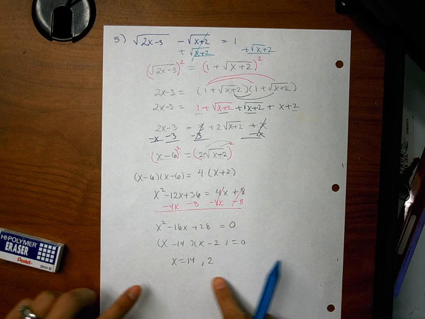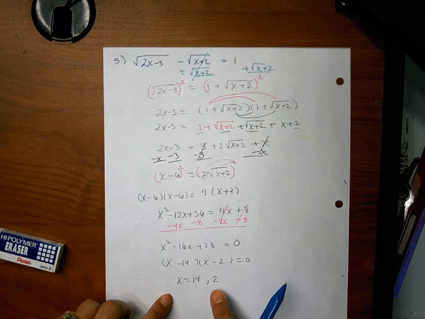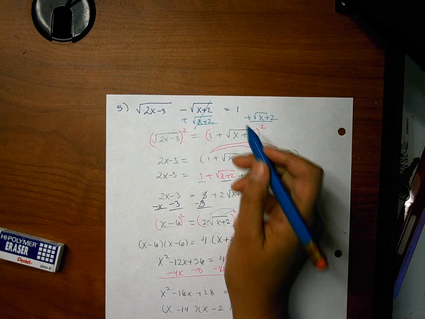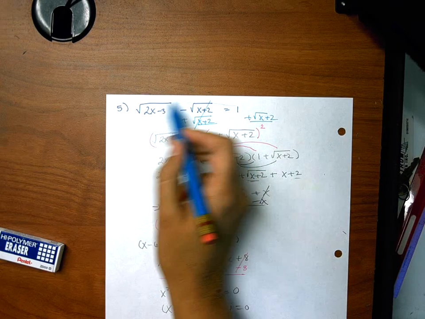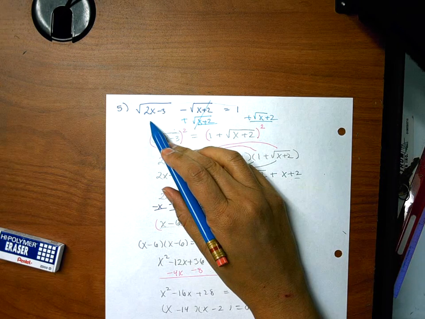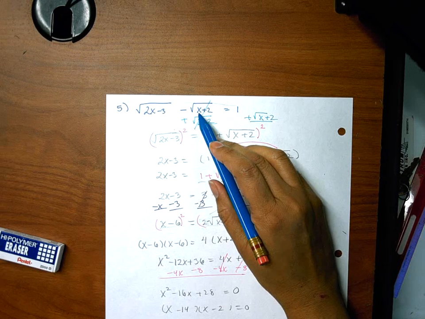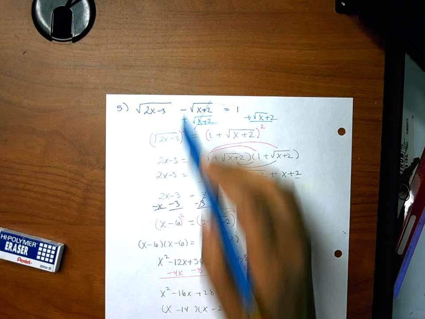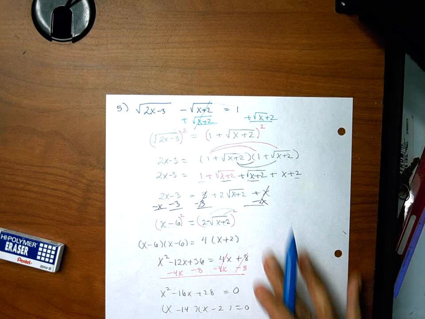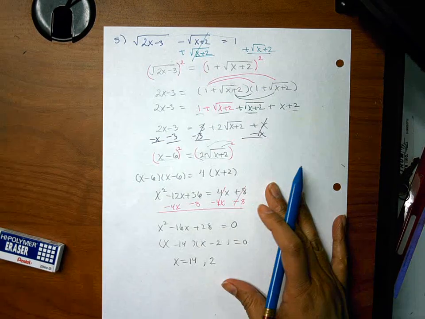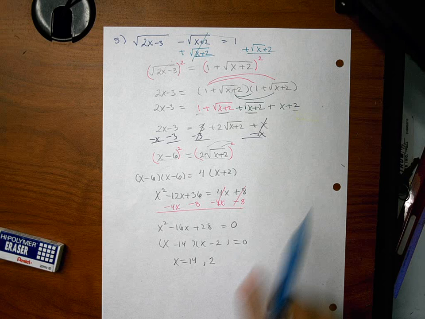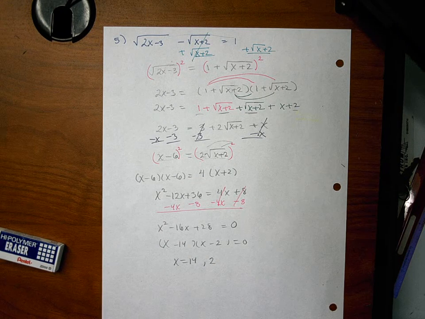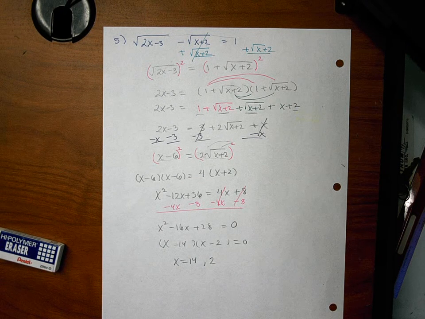I'm going to have you check it. Now when you check it, both of these one at a time, goes way back up here to the original problem. Plug in your 14 times 2 minus 3, 14 plus 2, see if it works. Plug in the 2, 2 times 2 minus 3, 2 plus 2, work it all out. Maybe they both work, maybe only one works, maybe neither works. You do have to check, and I'll check in with you guys in class. That is it for this lesson.